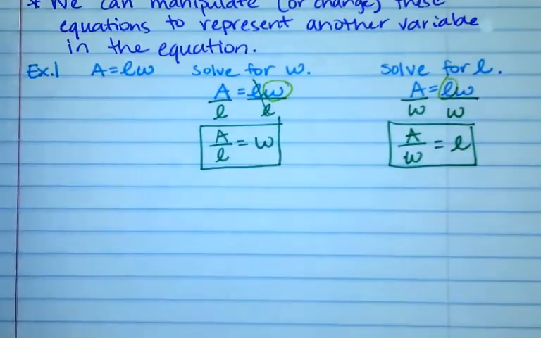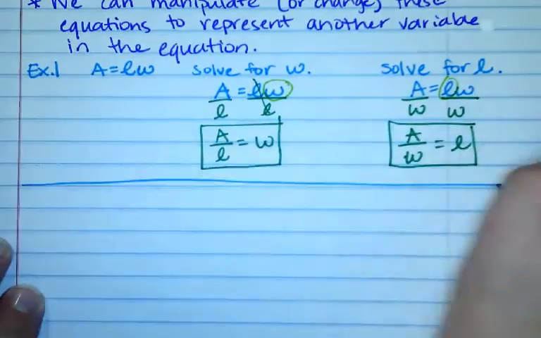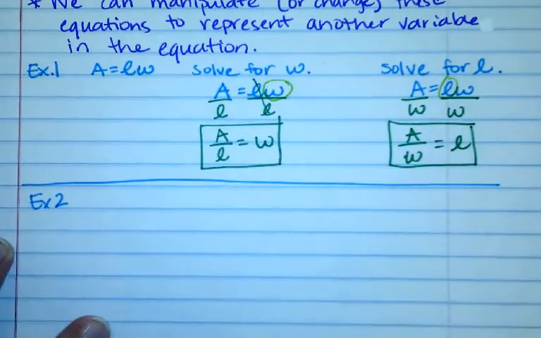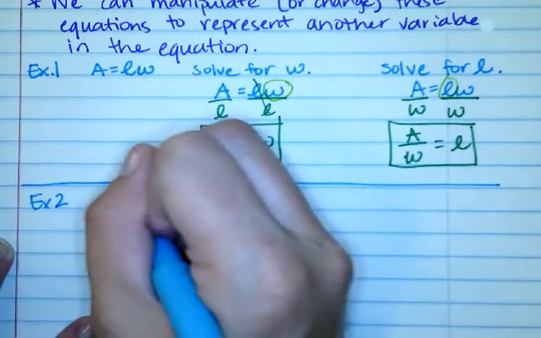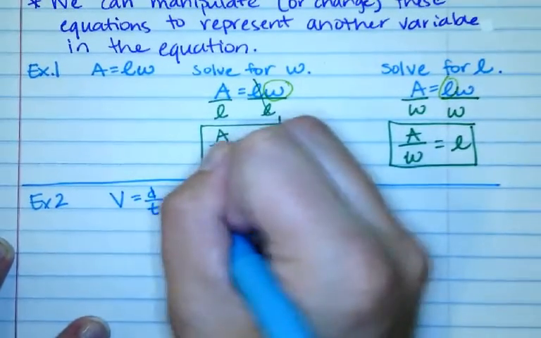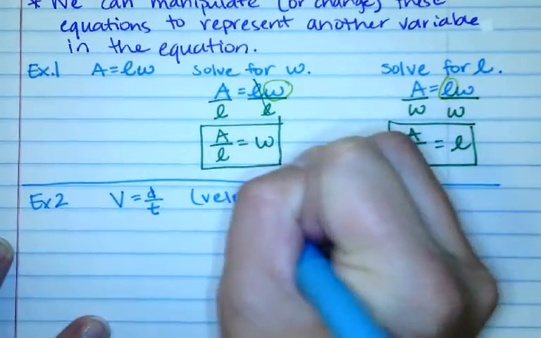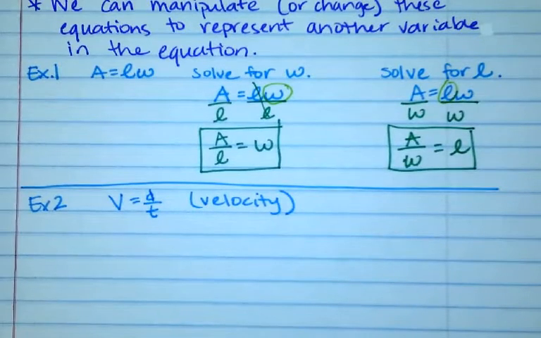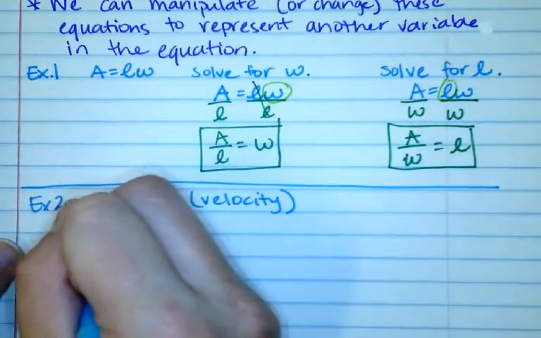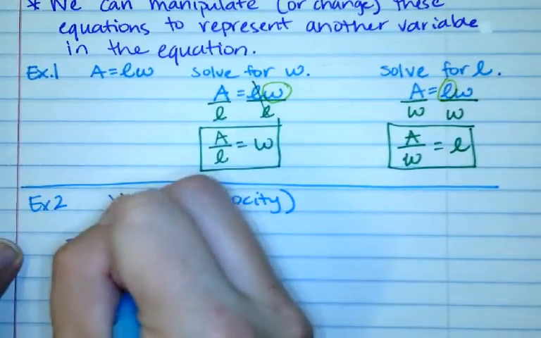Let's look at example 2 here. Okay? So example 2, I'm going to draw a little line. We are going to deal with our velocity. So we're dealing with our velocity formula. We got d over t. So remember, this is velocity. Someone was like, that's not volume. And I was like, no, it's not volume. Volume is not distance over time. That's velocity. Okay? So first, we are going to solve for d.